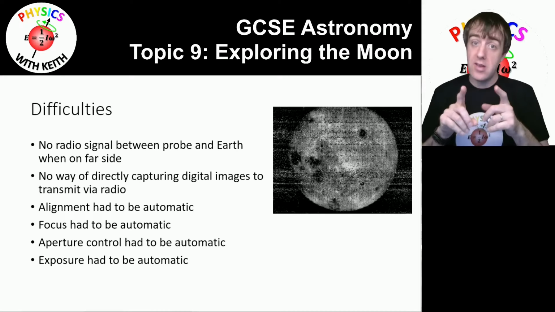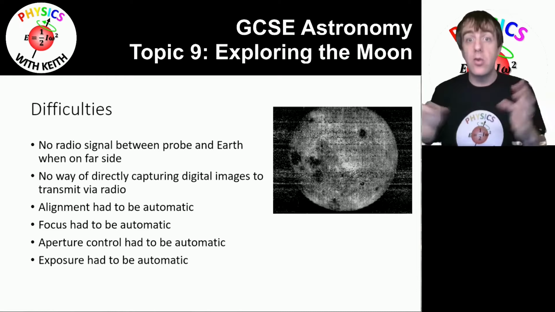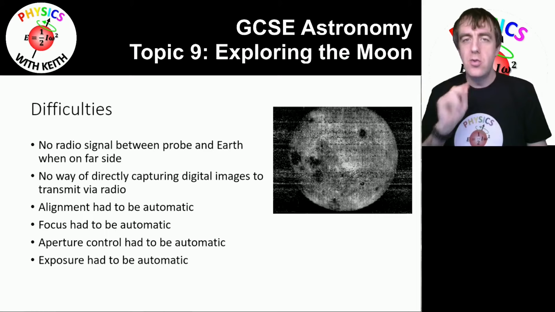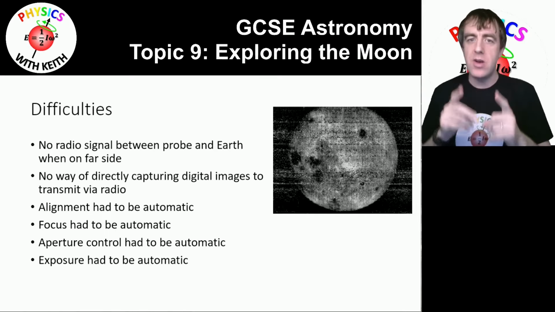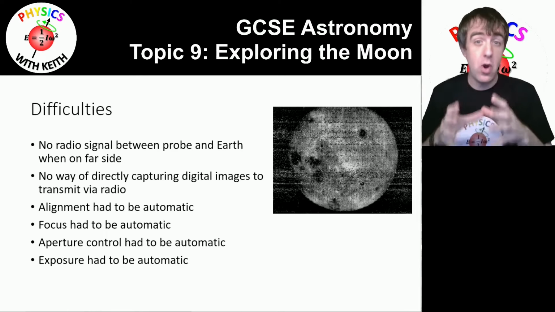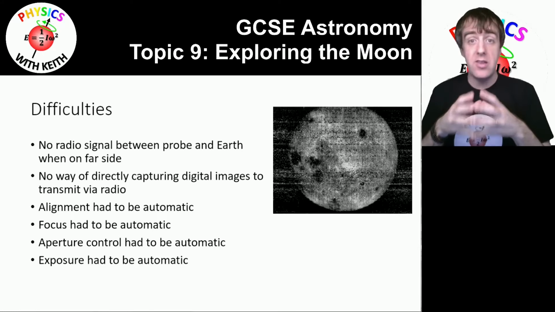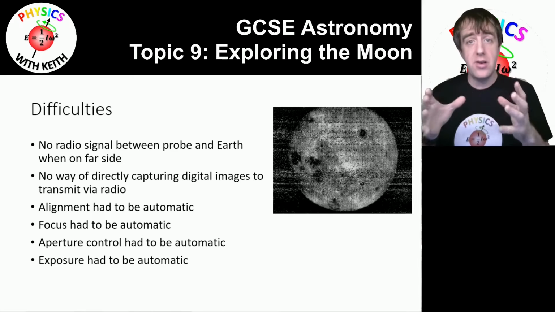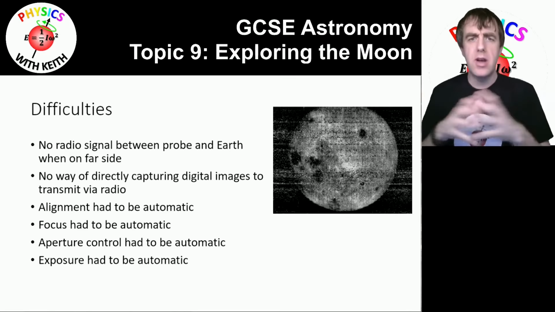But that means that, firstly, you can't send the signal from the photograph until you see the probe again. But secondly, you can't control that probe. You can't be choosing when to take your photograph. The probe has to decide when to take its photograph itself. In 1959, computing power was not what it is today. So the idea that in 1959 they were able to design a probe that was able to take photographs of the far side of the Moon and beam them back, automated, is an incredible idea.